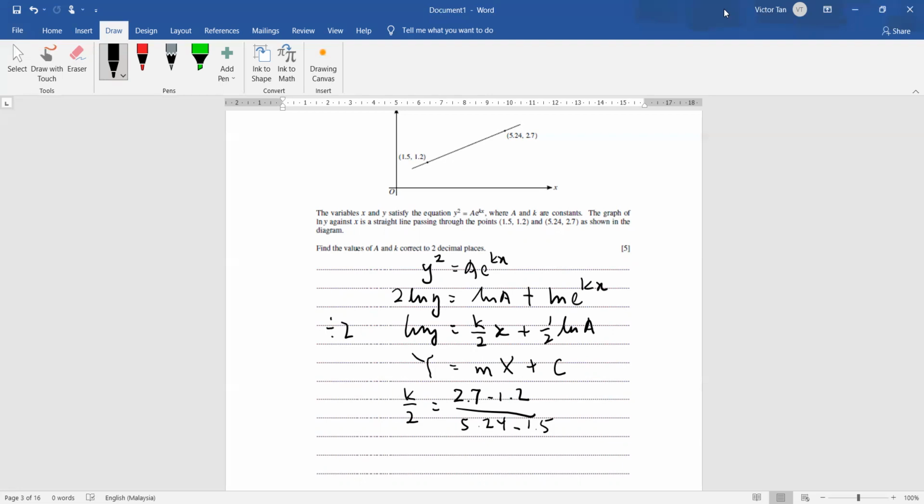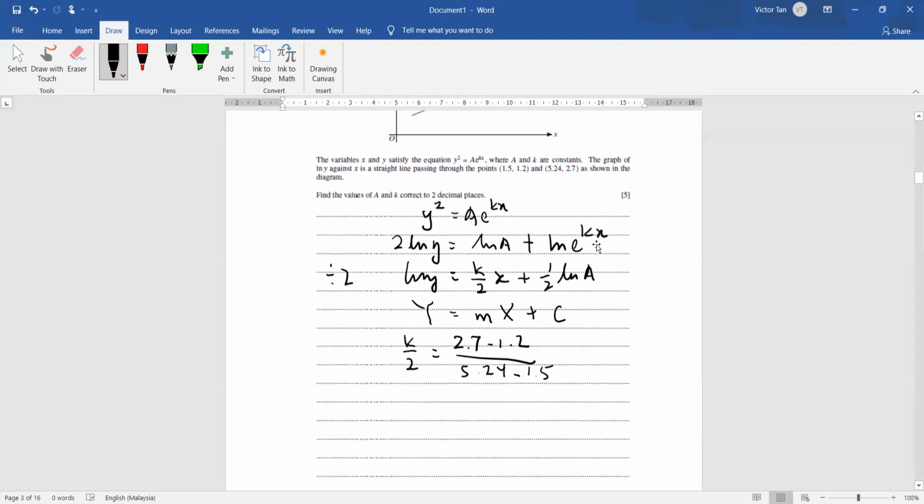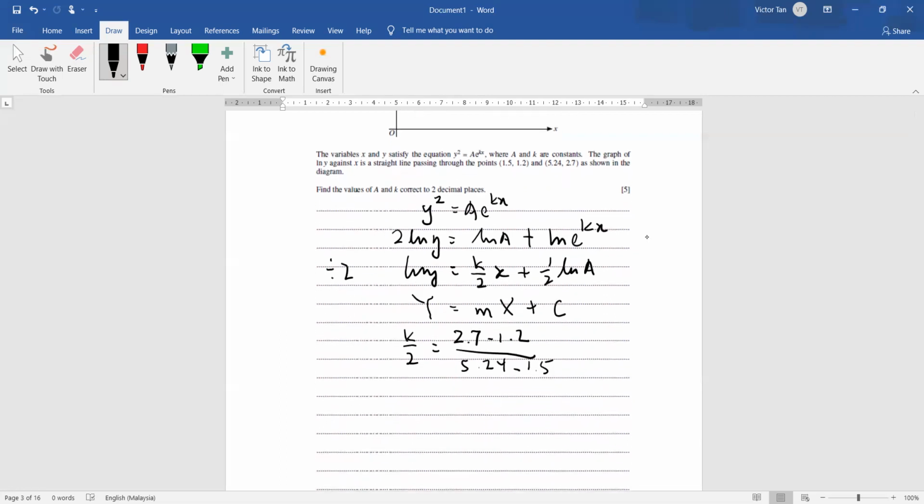So to 2 decimal places, 0.20. Okay. 0.40. Okay. 0.80. So k is 0.80.